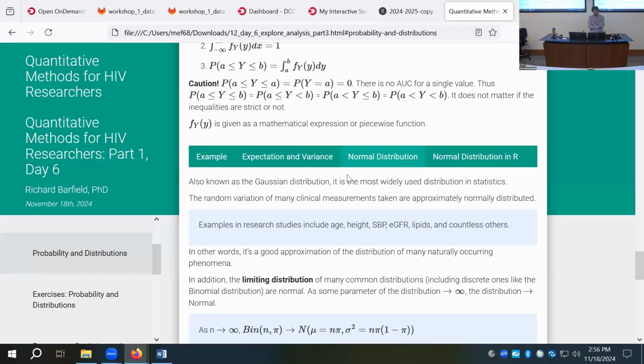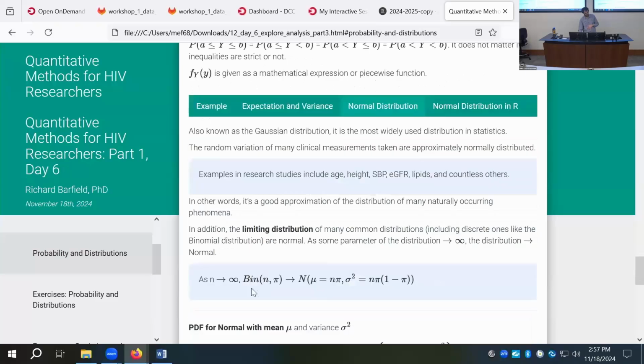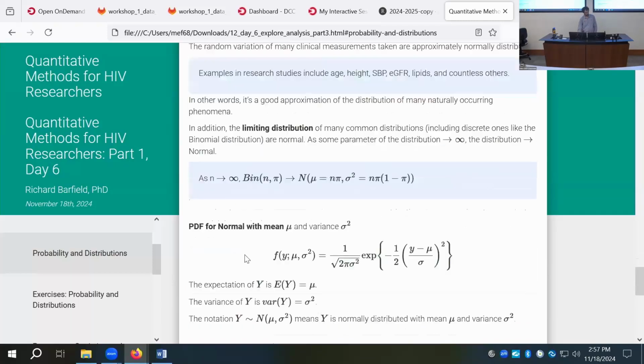And also it's the limiting distribution. When I say limiting, what that means is that n goes to infinity. As your sample size goes to infinity, many distributions converge to a normal. They basically become a normal. So, for example, a binomial is going to converge to a normal with sufficiently large n. All right?